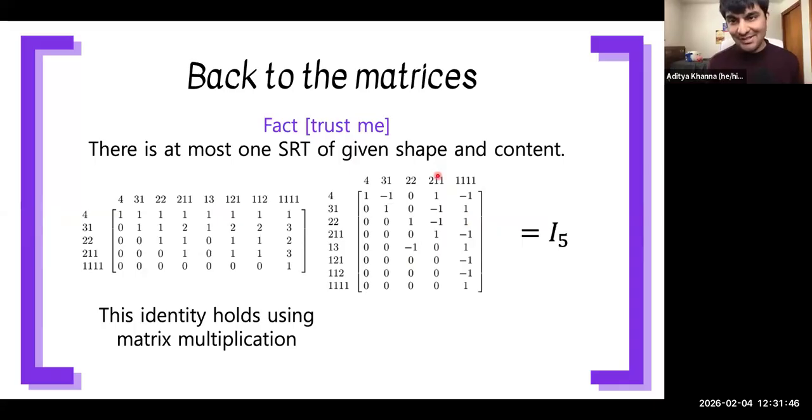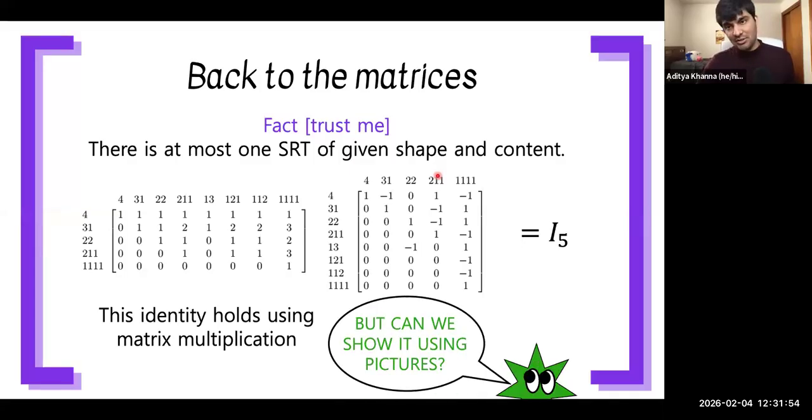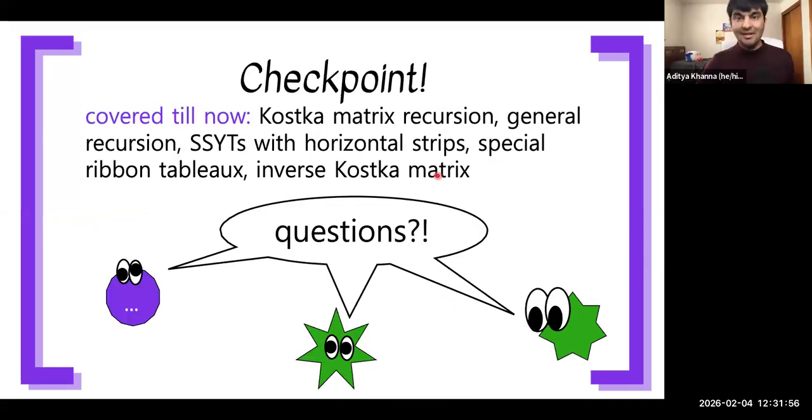And of course, if I ask you to prove this identity, you can just multiply them out. Right? There's nothing special to that. But we spent so long talking about pictures. Is there a proof using pictures? So I'm going to checkpoint on the cliffhanger.